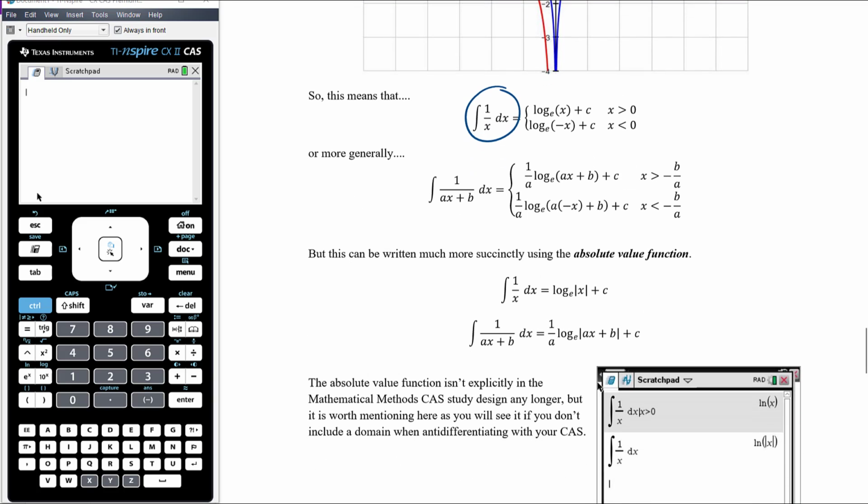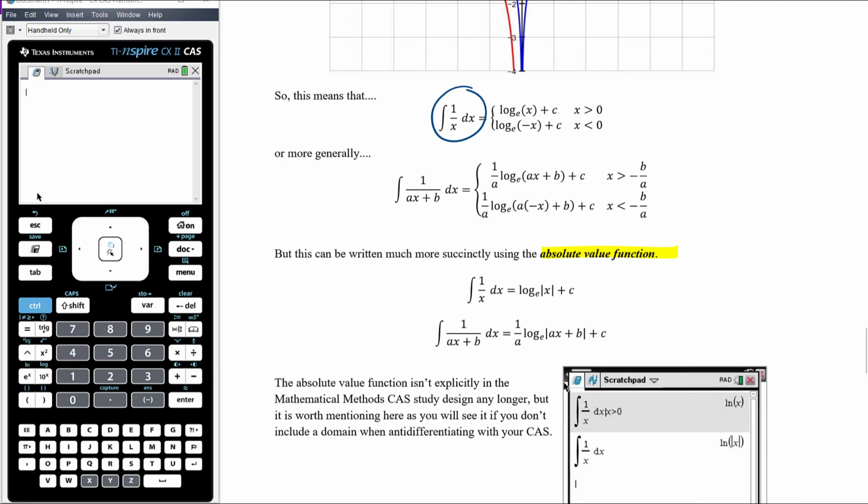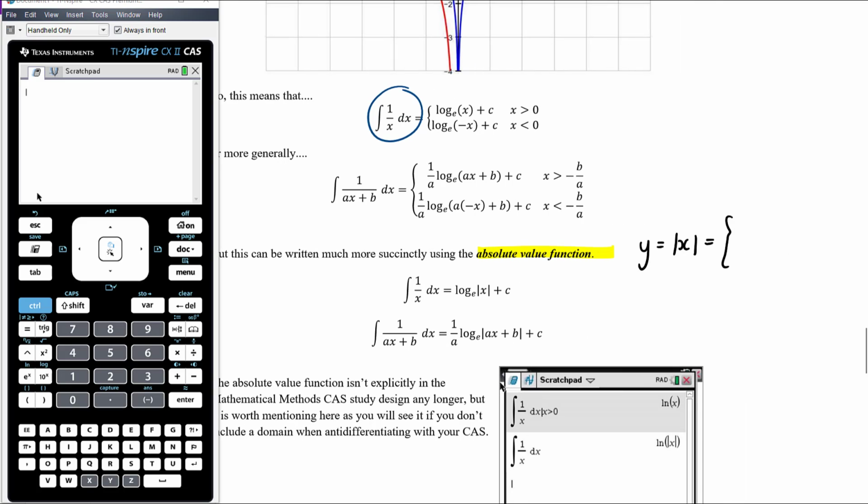Now this can be written much more succinctly using the absolute value function. Okay, so technically speaking, this used to be part of this course, and so therefore this was really straightforward. But now the absolute value function isn't part of this course. The absolute value function is a very simple function that's written like this, and it's a piecewise function that equals x when x is bigger than 0, and it equals negative x when x is less than 0. Okay, so therefore that covers that plus or minus x, positive x when x is bigger than 0 and negative x when x is less than 0, which is what we need to happen up here.